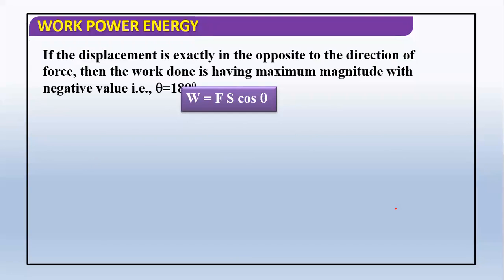Now we can see if the displacement is exactly in the opposite direction of force, the work done has maximum magnitude with negative value. So theta is 180 degrees. Work is F S cos theta, and cos 180 is minus 1. So minus F S. So you will have the maximum magnitude of work, but with negative value.